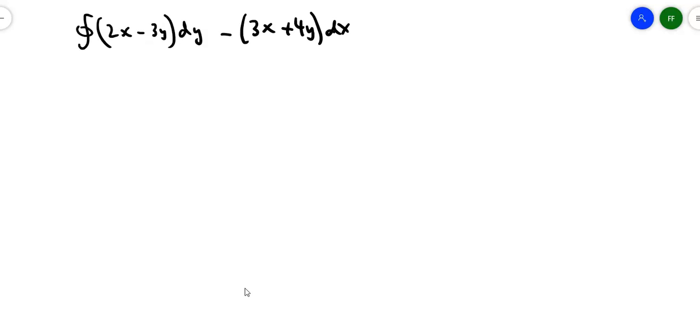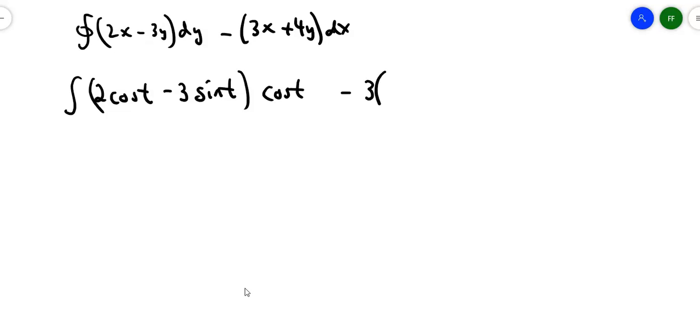So the substitutions we need to make are based on this: 2x minus 3y dy minus 3x plus 4y dx. All right, so the x we said was cosine t, so we get 2 cosine t minus 3 sine t, and then our dy was a cosine t, minus 3 cosine t plus 4 sine t, and then our dx is a negative sine t.